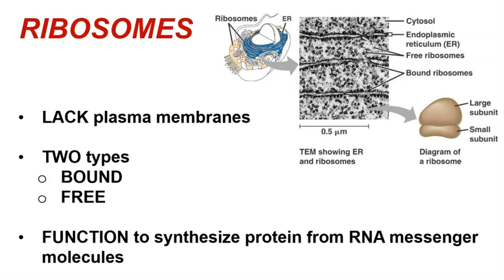So ribosomes are an organelle that lack a membrane. They can come in two forms. They can be bound ribosomes, which are associated with the rough endoplasmic reticulum, or they can be free ribosomes that float around within the cytosol. The ribosomes are the sites where proteins are synthesized from messenger RNA molecules. That is, the messenger RNA tells the ribosomes which proteins to manufacture at that point. And then the ribosome actually has the job of linking the amino acids in that particular protein together in a chain.